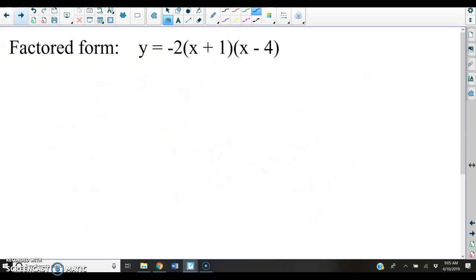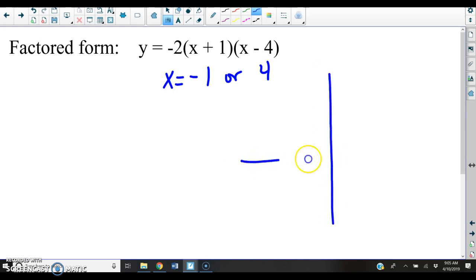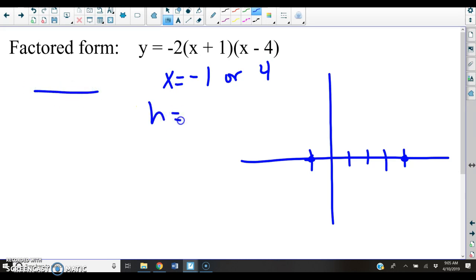Next one's probably factored form. I was right. Okay, so my x-intercepts, excuse me, are the opposite of what it appears again because you're setting each factor equal to 0. So I think my graph, I know my graph is going to have a 0 at +4 and at -1. Okay, that's available for you. And when I find my h is the average of those.